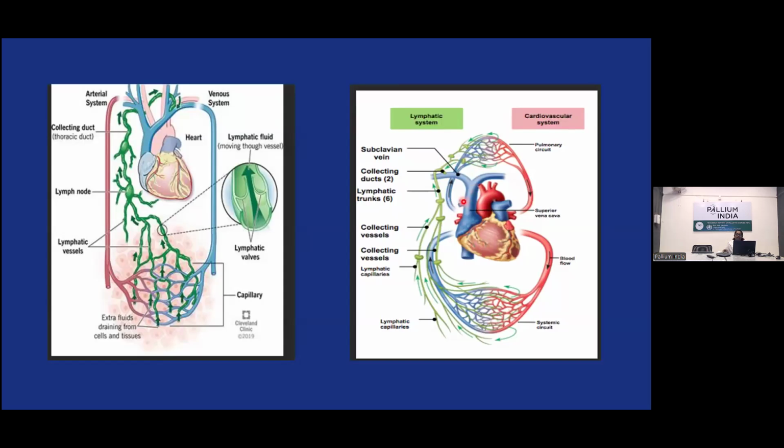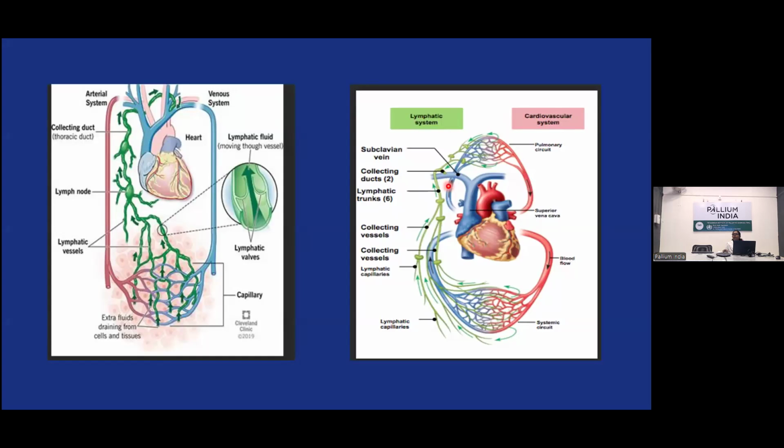So you can see the next picture. Here there is a communication between the arterial capillaries and the venous capillaries. The lymphatic capillaries are responsible for absorbing the fluid from the interstitial space, and it goes to the lymphatic vessels, then enters the lymph node, and finally through the collecting duct it enters the subclavian vein. That's why we always say the lymphatic system is also a part of the circulatory system.